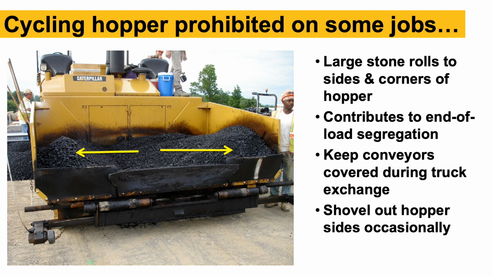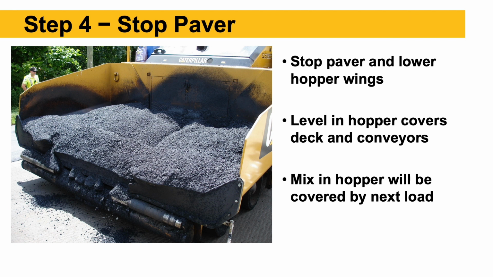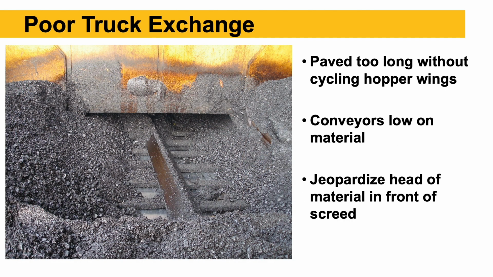So the key here, whether you're folding the wings or not, is to make sure those slack conveyors do not get exposed. You don't want to see the bottom of the hopper, and you may have to occasionally shovel out the sides and get that mix in the center to move through the hopper. So again, we paved along, we've cycled the hopper wings, we've lowered the wings back down, as you can see in this picture, without spilling mix on the grade, and now we've stopped the paver. So we don't want to see the conveyors or the bottom of the hopper. So now we're stopped, the next truck is going to back in.